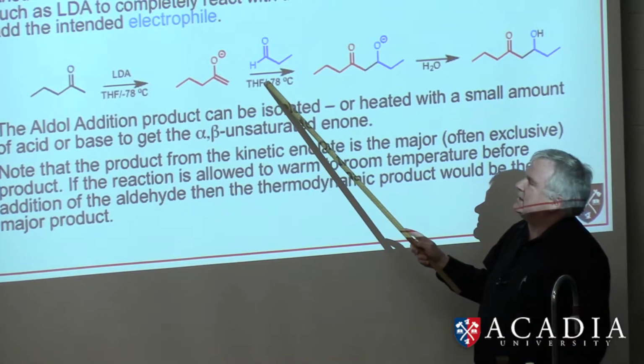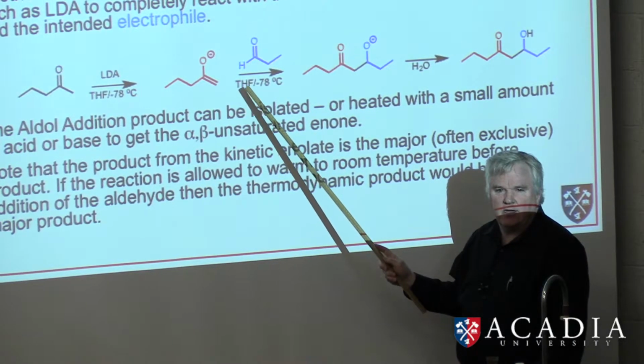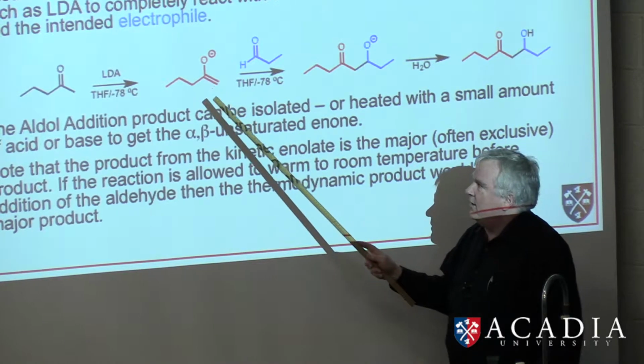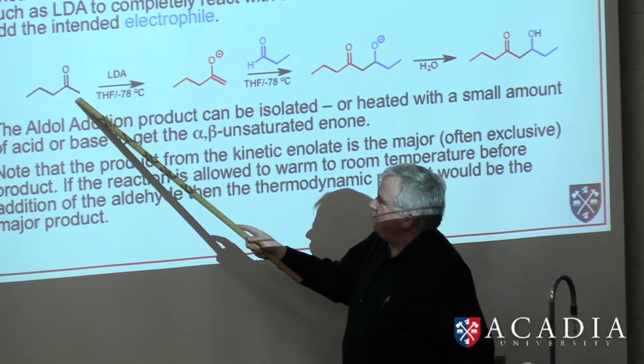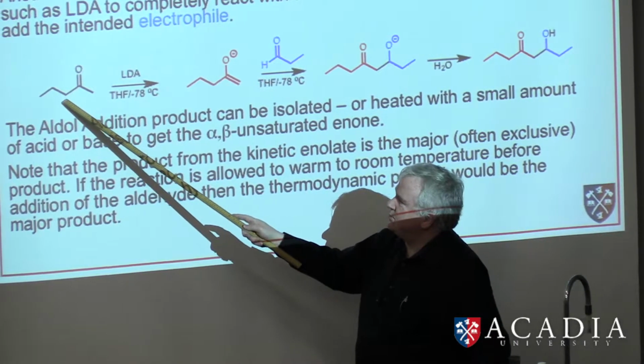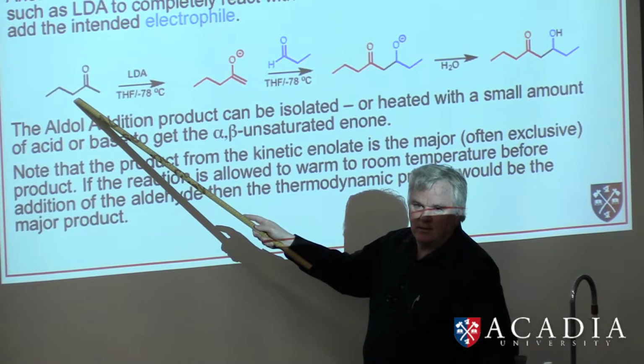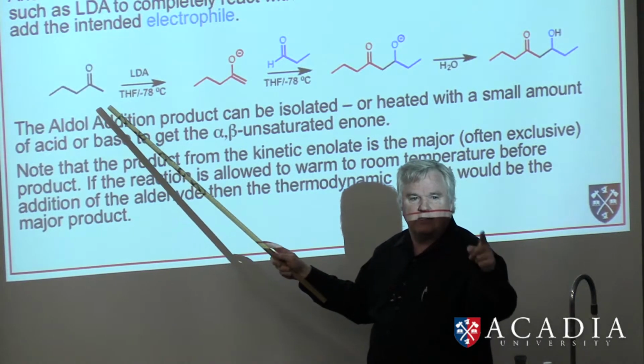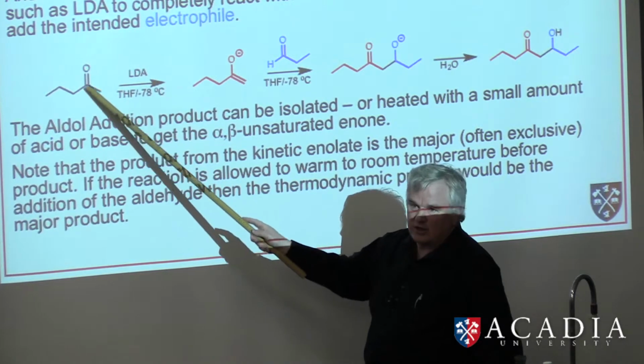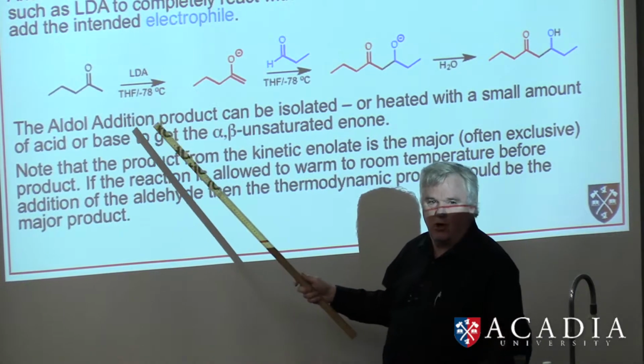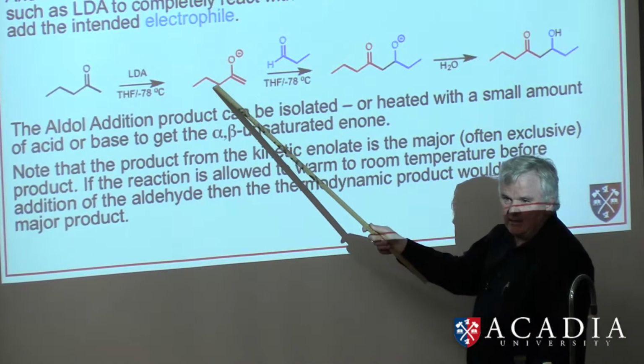Why do we leave that at -78? Can anybody think why? Notice now that I pulled this proton off. How come I didn't pull this proton off and make the other enolate? Kinetic control, exactly. So this controls the reaction kinetically. It gives us some control. We can make the kinetic enolate.